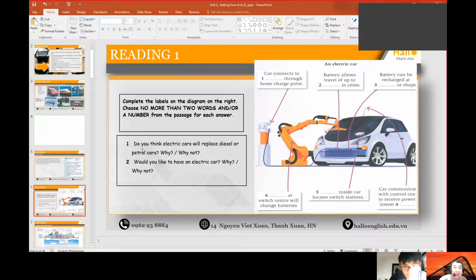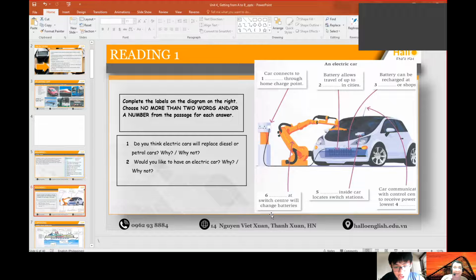Next question in here: do you think electric cars will replace diesel or petrol cars? Why or why not? If your answer is yes, then you have to elaborate further and explain it. If your answer is no, then why not?